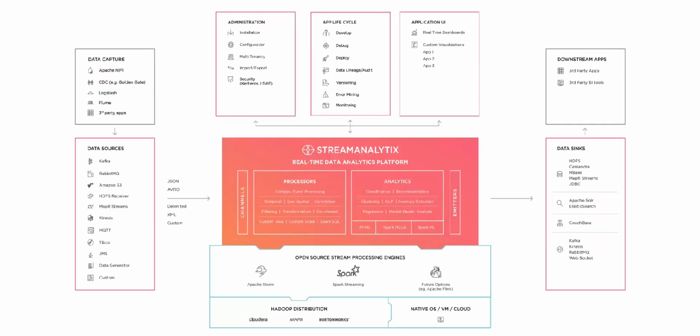This is the architecture stack for StreamAnalytix. It comprises various open source engines like Spark or Storm, and it can be deployed on various enterprise Hadoop infrastructures like Cloudera, Hortonworks, and MapR.